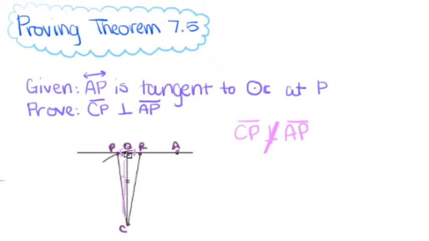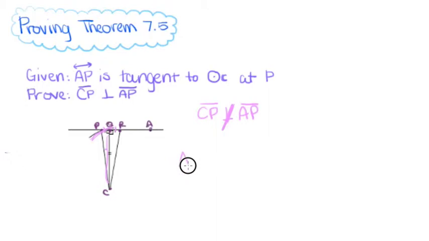Either CP is perpendicular to AP or CP is not perpendicular to AP. We will assume that CP is not perpendicular to AP for our contradiction. So if CP is not perpendicular to AP, then there is another segment, CQ, that is perpendicular to AP with Q on AP. Let R be the point on the ray opposite QP so that QP equals QR.